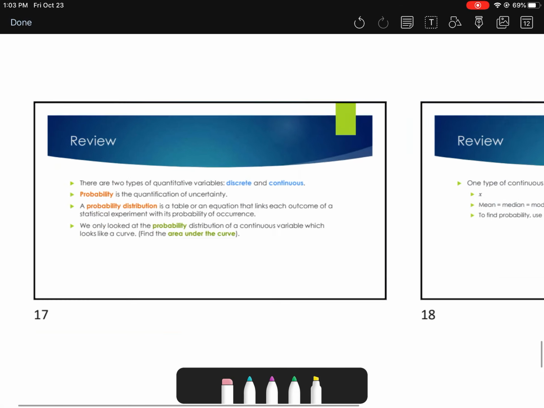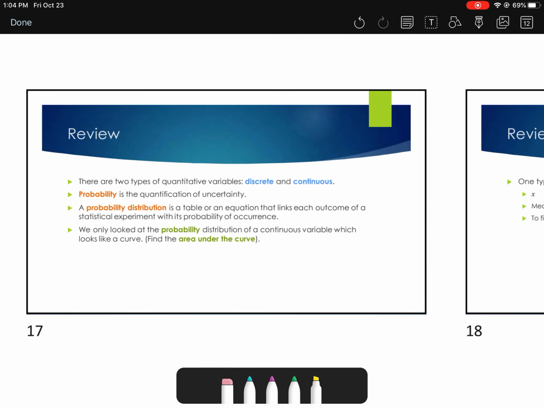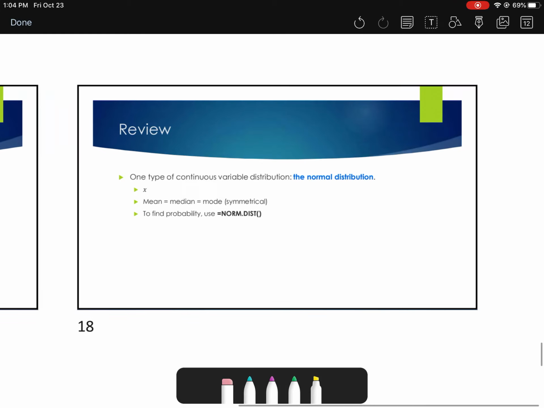Okay, so we got a lot of good practice in today. So just to review, there are two types of quantitative variables, discrete and continuous. Probability is the quantification of uncertainty. A probability distribution is a table or an equation that links each outcome of a statistical experiment with its probability of occurrence. And we only looked at the probability distribution of a continuous variable, which looks like a curve. So again, that means we're finding that area under the curve.